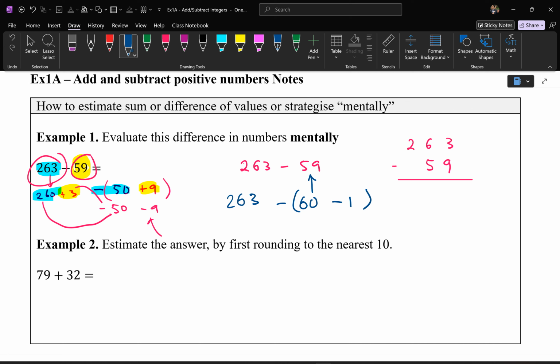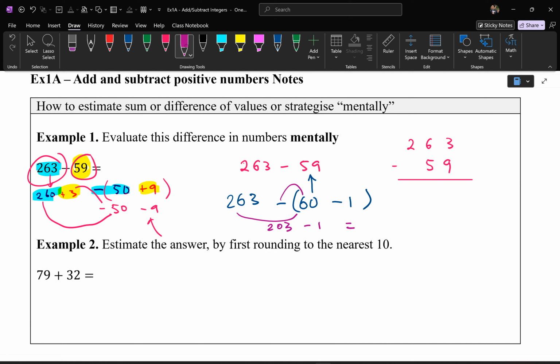Okay, now this is where it's interesting because you're minusing the 60. 263 minus 60 is easy. What's 263 minus 60? 203. So this gives you 203. But remember, because you added on that extra 1, you have to now subtract that 1. True? Oh, sorry. You added the extra 1. So now you have to subtract the 1.